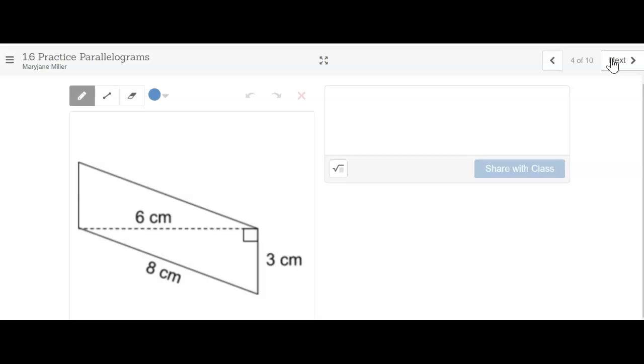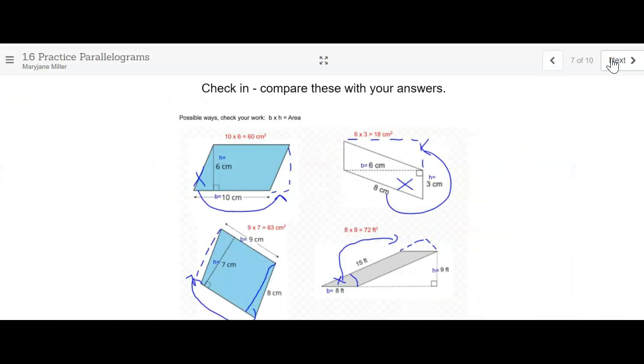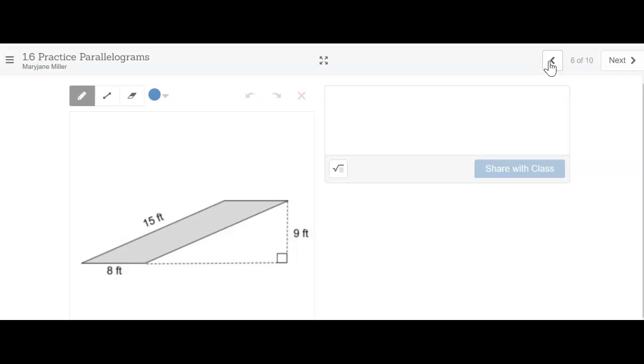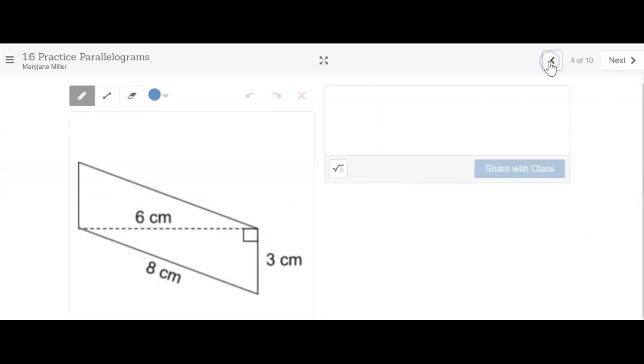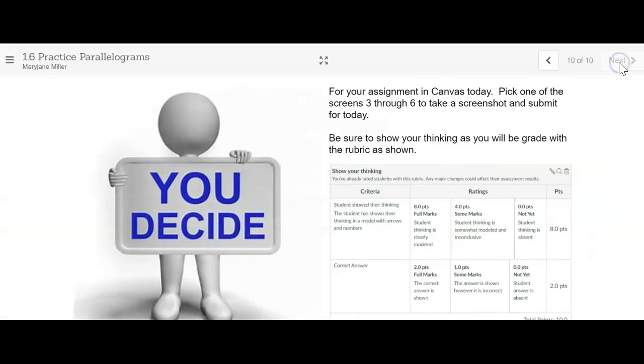And like I said, this is a self-checking activity. So once you're done with these 4 practice problems, there is an answer key right here to show you what you got for the right answers. If you didn't get these answers correct, I want you to go back and see what you did wrong and fix them on here.